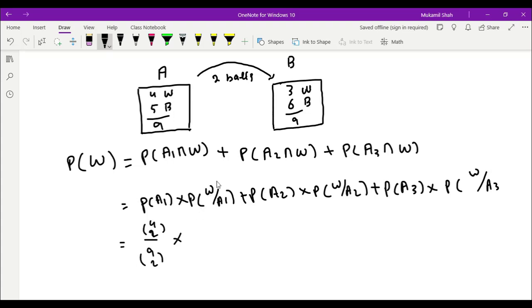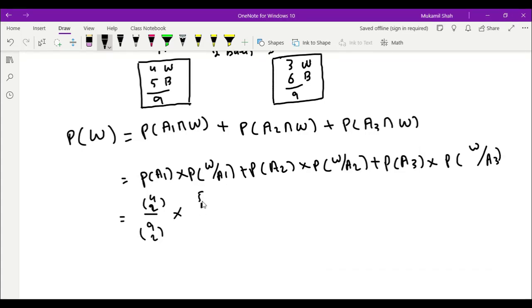White given A1 means that when you shift 2 white balls from A to B, the number of white balls becomes 5. So it will be 5 choose 1 divided by 11 choose 1. Why? Because when you shift 2 white balls from box A to box B, the number of white balls becomes 5, and then one ball is taken from the latter. So the number of white balls is 5, so 5 choose 1 divided by the total number of balls, which is now 11, not 9. So that's why this is 11 choose 1.